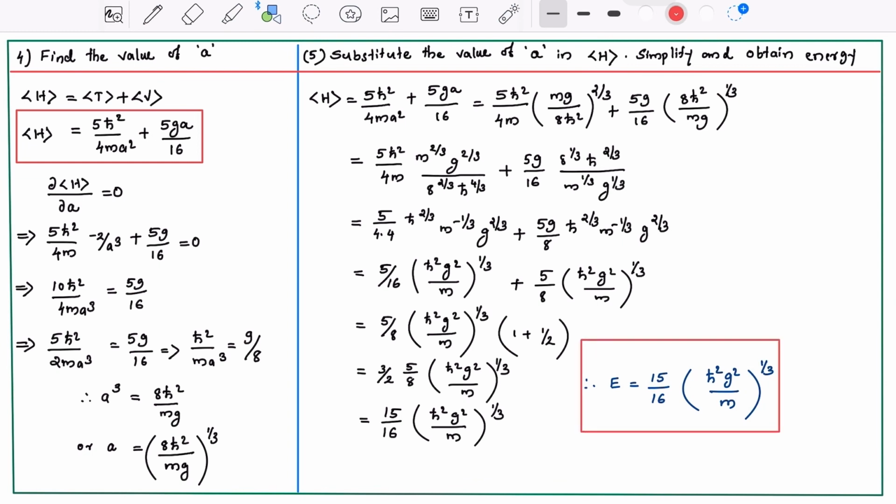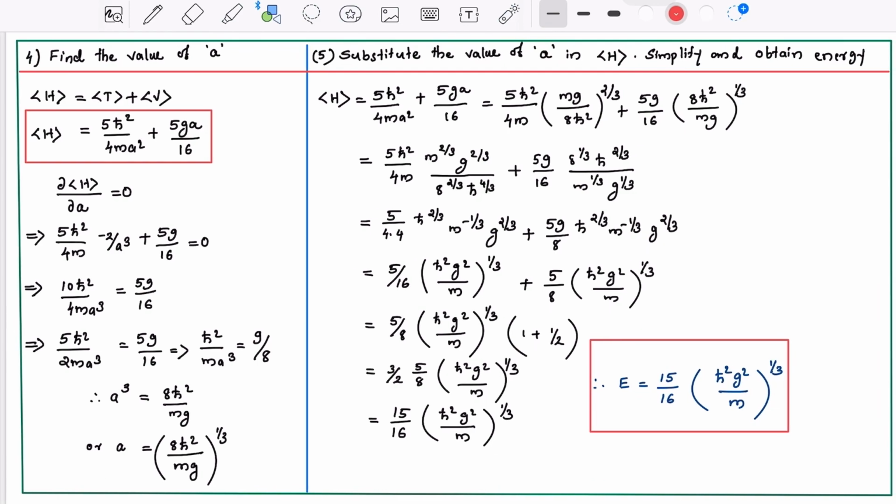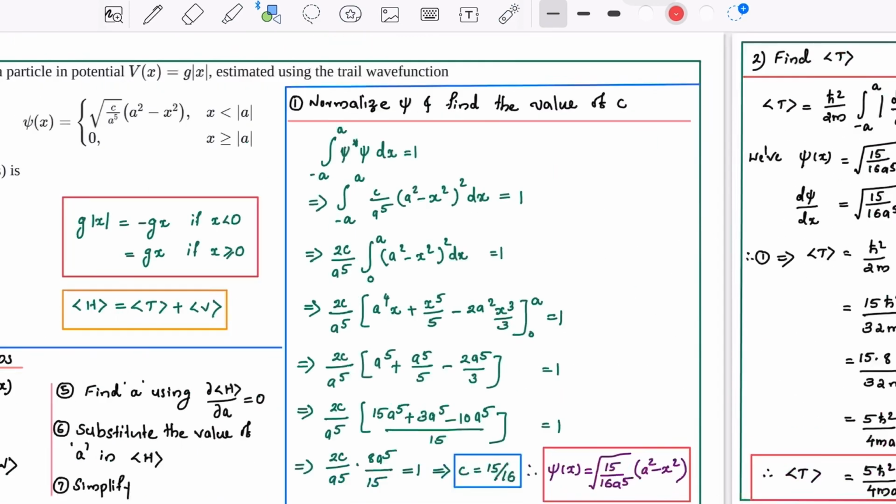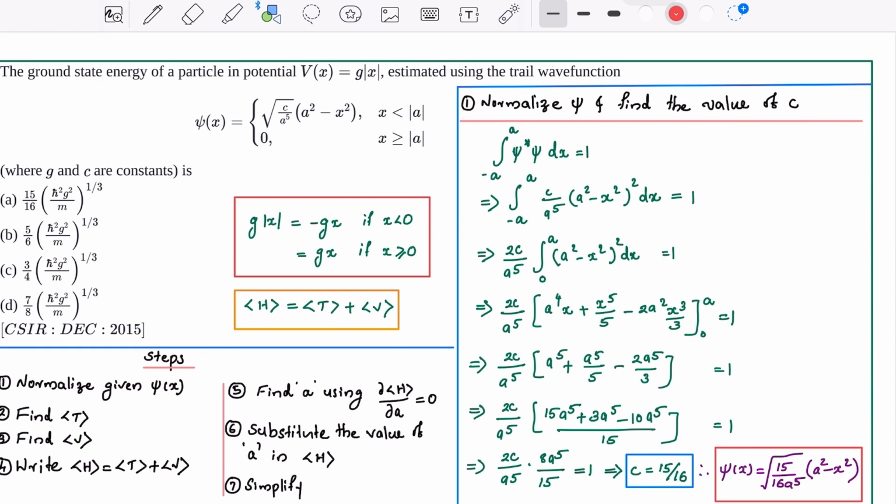Now let us check the option. Let us check the option given in the question. Now we can see that option A is the correct option.